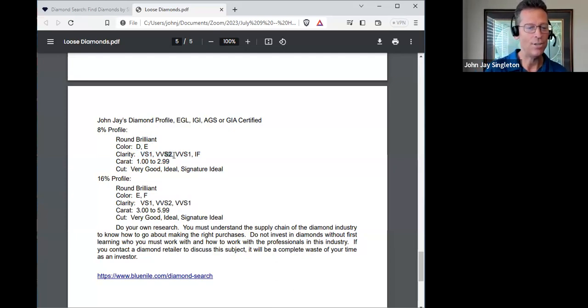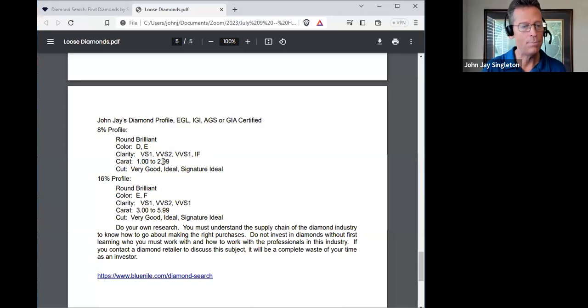And that's a rating of 2, and so forth. This one is internally flawless, IF. So this is the higher clarity. The highest clarity you can get is IF. And then, of course, the carat weight. I like to have a one carat. It's just nice to keep track of.